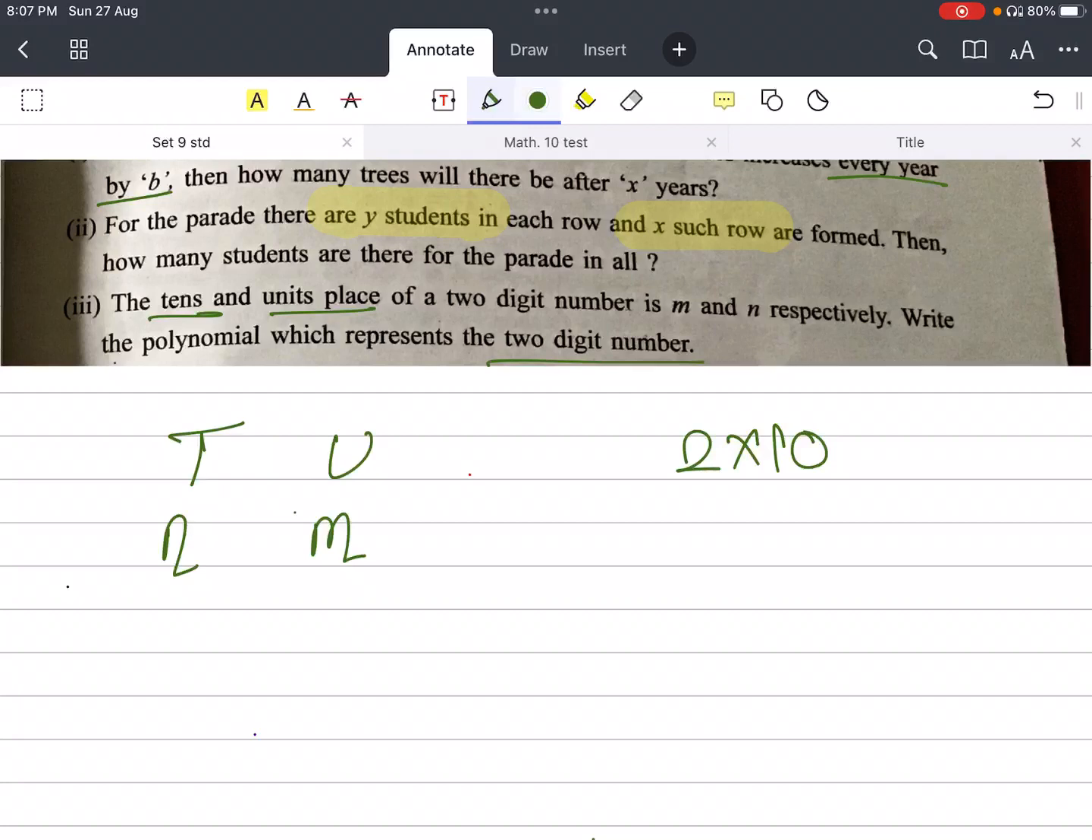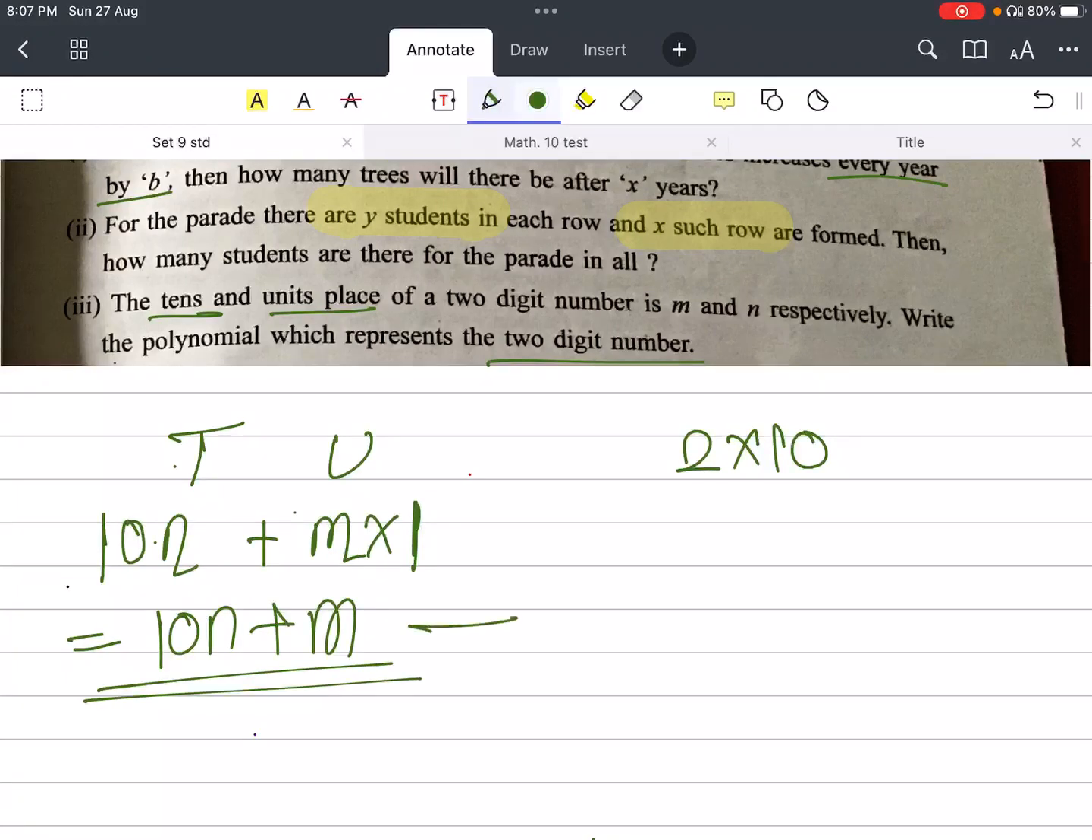So obviously this is at the units place, which means we have to multiply this by 1, plus this is at the tens place, which means we have to multiply it by 10. So 10n. So your answer is like that, 10n plus m. This is the polynomial, or this is the answer.